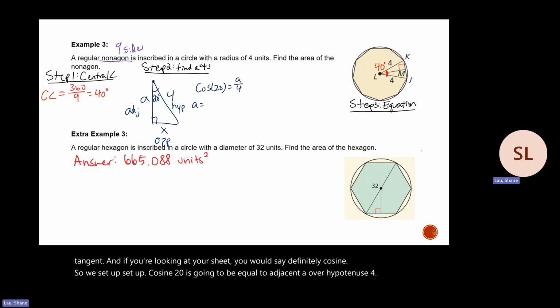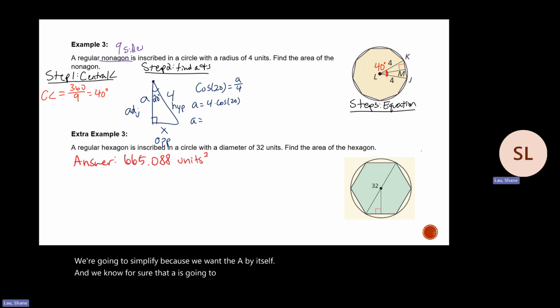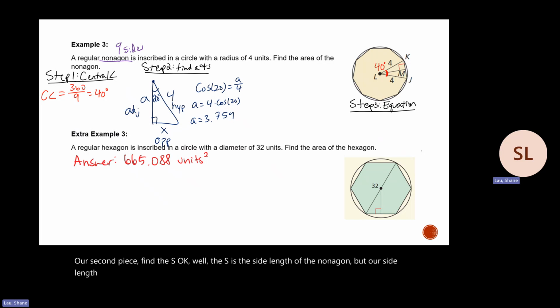We're going to simplify because we want the A by itself. And we know for sure that A is going to be equal to 3.759 if we plug that into a calculator. Okay, so we found our A. Our second piece: find the S. Well, the S is the side length of the nonagon. But our side length is being represented by this X here.